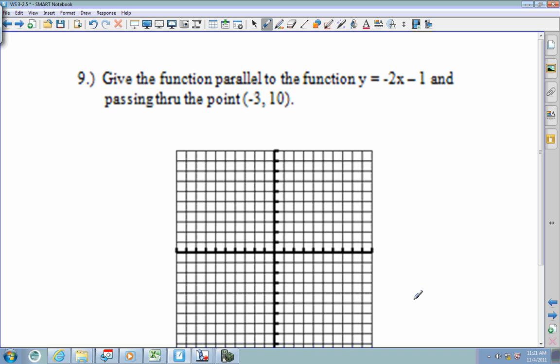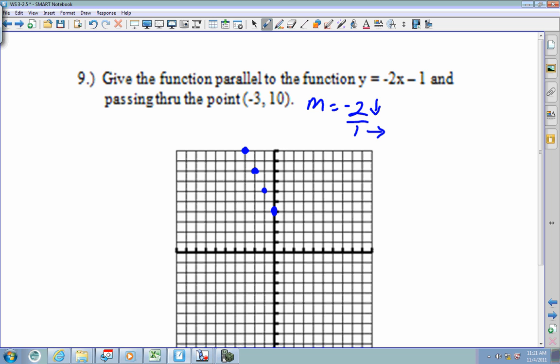The next one, given the function parallel to the function y equals -2x minus 1 and passes through the point -3, 10. All right, so I can do a couple different things. One way is I know that when my lines are parallel, my slope is -2. So I can go to -3 and up to 10 and put a dot. My slope is -2 over 1. I can go down 2 to the right 1 and put a dot. Down 2 to the right 1 and put a dot.